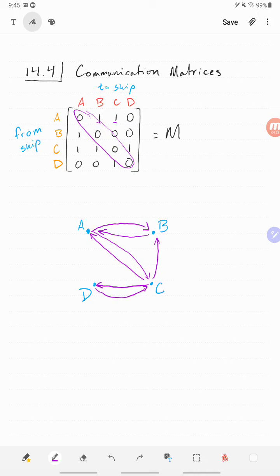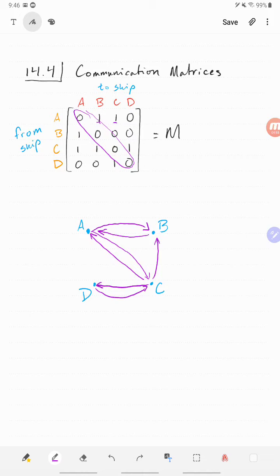Okay, so, well, what if I wanted to look at this and figure out, what if I needed to get a message from A to D? How many different ways could I go about doing that? Or from C to B that doesn't go directly from C to B? What if ship C is too far away from B to get a message to it? Is there another way that C could relay a message to B?